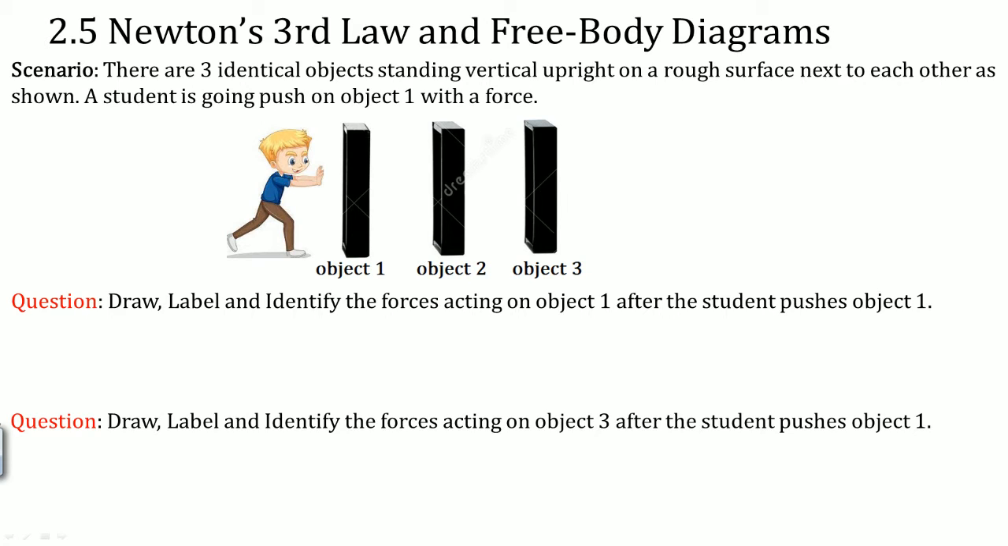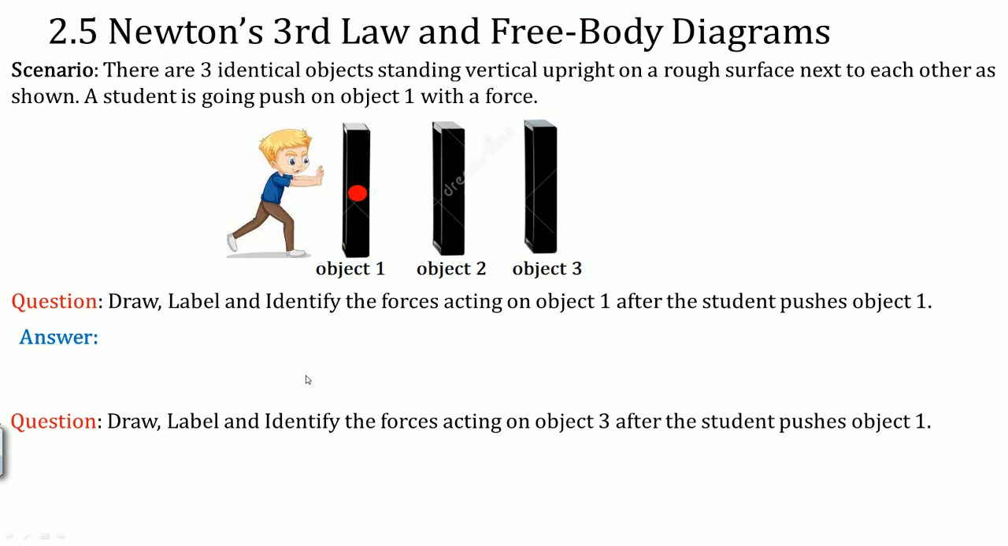Scenario: there are three identical objects standing vertically upright on a rough surface next to each other, as shown. A student is going to push on object 1 with a force. The question: you're going to draw, label, and identify the force acting on object 1 after the student pushes on object 1. Here's the answer.